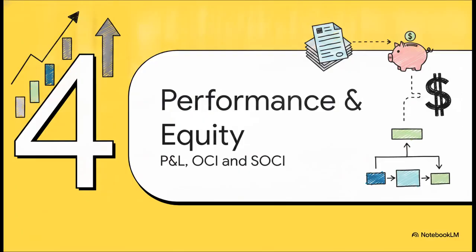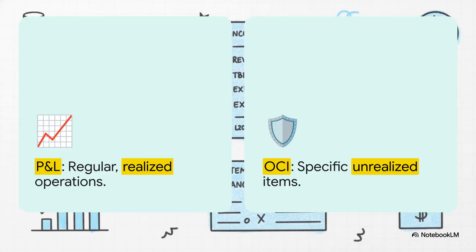We are now on Section 4, Performance, Equity, and Notes. Let's dig into how a company presents its financial performance. Under IAS 1, performance can be presented as one single continuous statement, or it can be split into 2 separate ones. But fundamentally, it divides performance into 2 very distinct buckets, profit or loss and other comprehensive income, commonly known as OCI. It's incredibly important to understand the conceptual difference between these two.